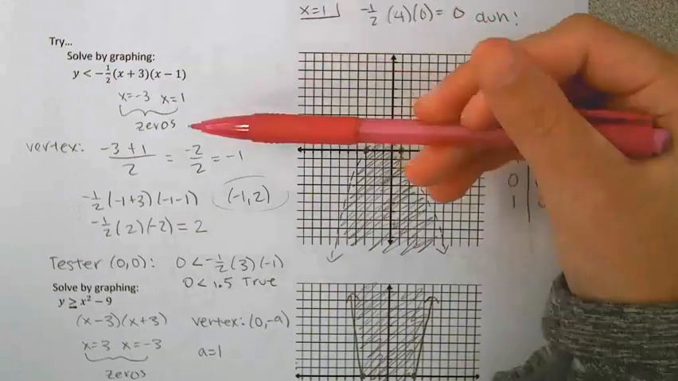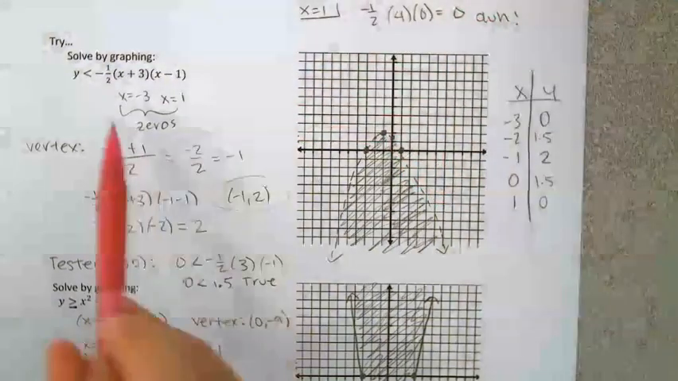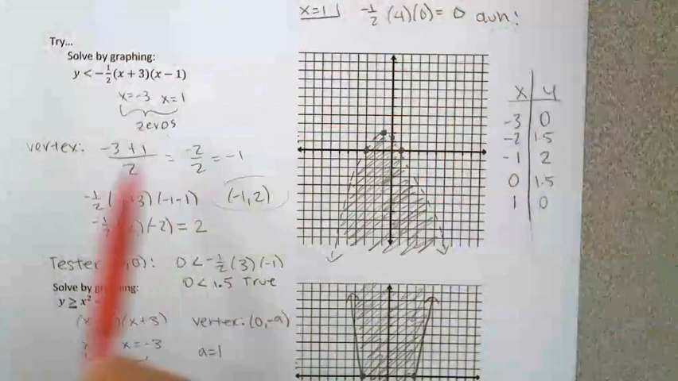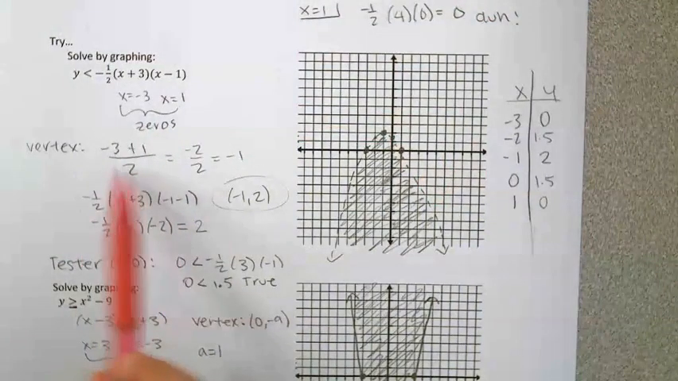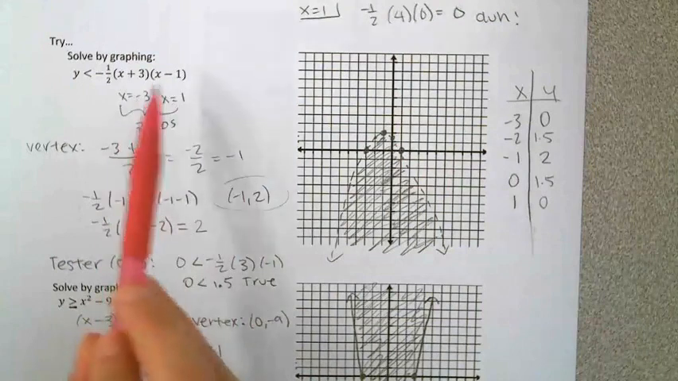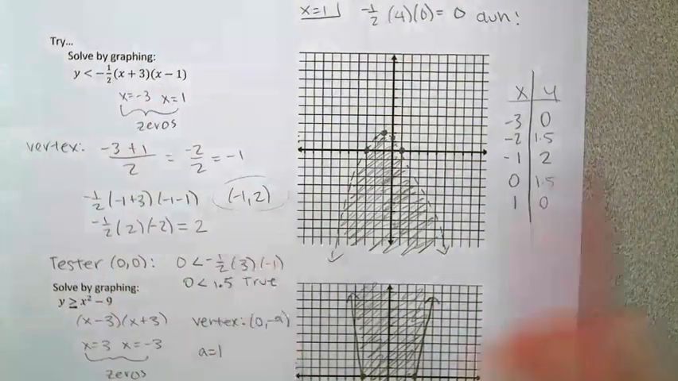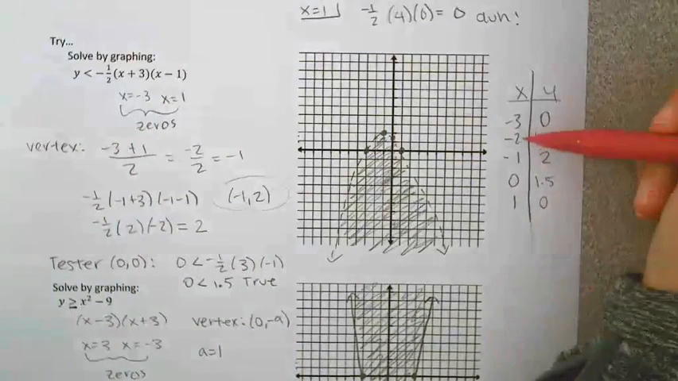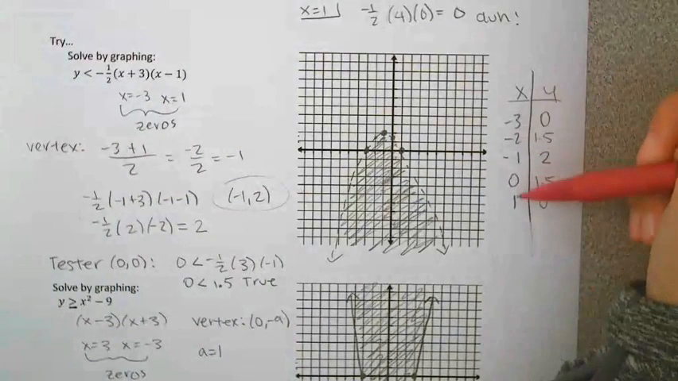Okay, so for this first one, you found it was an intercept form, so you had your zeros, -3 and 1. You could find your vertex by finding the average between them and then substituting that point back into the inequality. So your vertex is -1, 2. You pick some points before and after it.